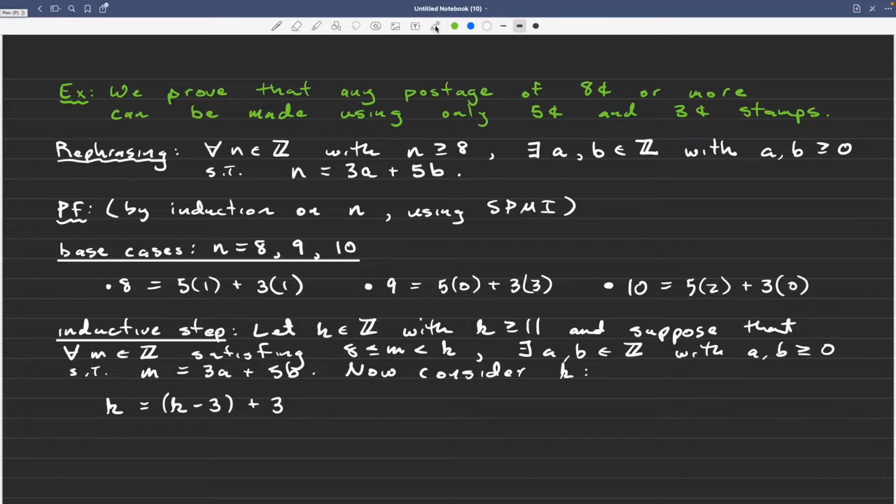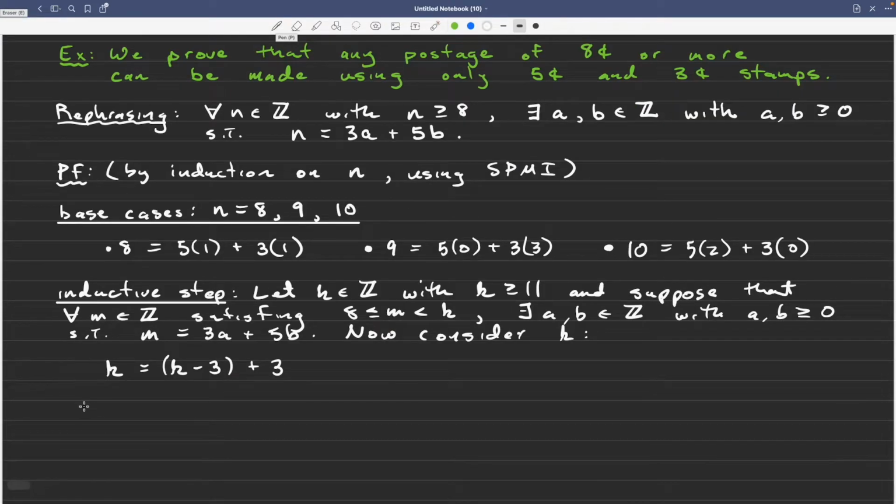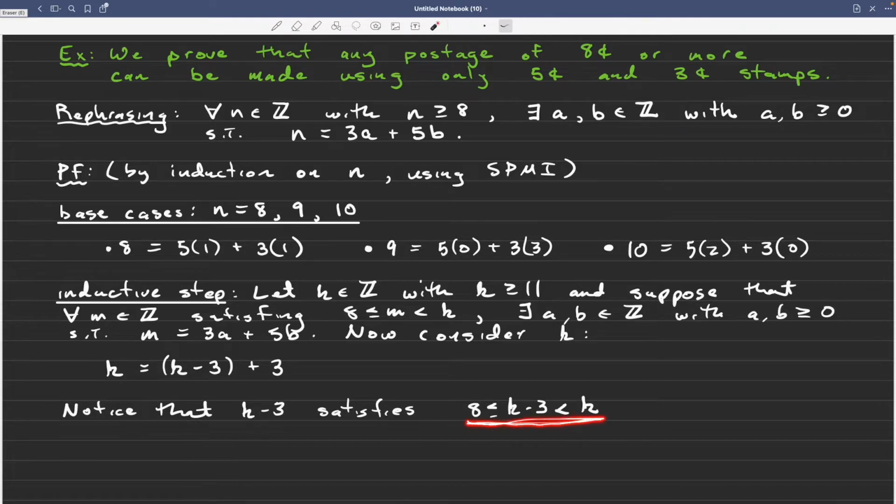So if you look at k minus 3 there, you see that k minus 3 is greater than or equal to 8, right? Because k was greater than or equal to 11, so if I subtract 3, it's going to be greater than or equal to 8. And greater than or equal to 8 is what I need. I also know that k minus 3 is less than k. So notice that k minus 3 is greater than or equal to 8, but it's also certainly less than k, right? K minus 3 here satisfies this inequality, so it's an instance of one of these m's.